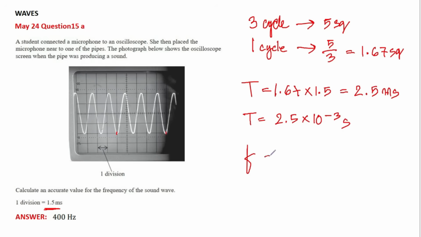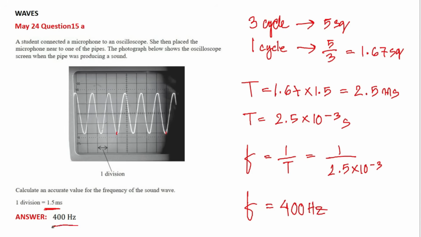And frequency is always given by 1 by time period. So 1 by 2.5 times 10 to the power minus 3 gives you 400. Check this out. Matches perfectly with the mark scheme as well. So I have kept the mark scheme values here just for reference, so you get an idea that what you are doing perfectly matches with the mark scheme.